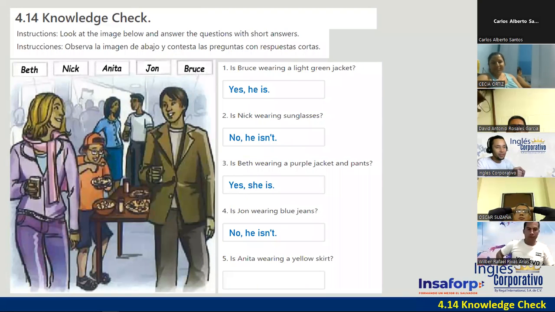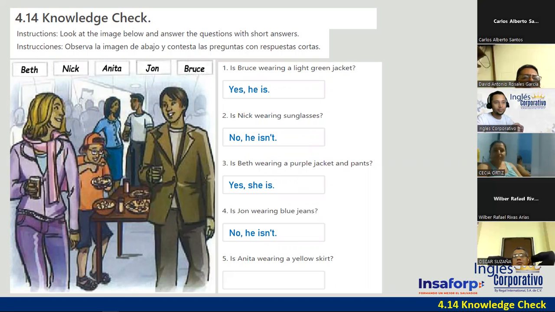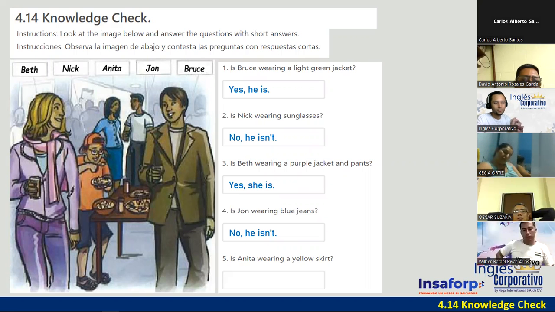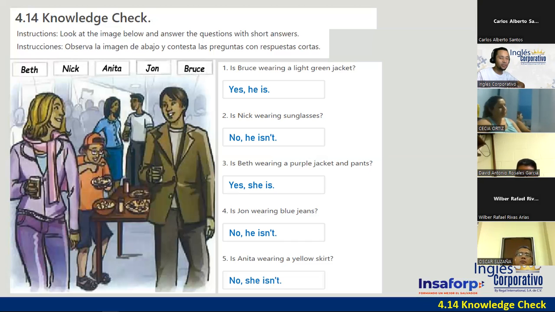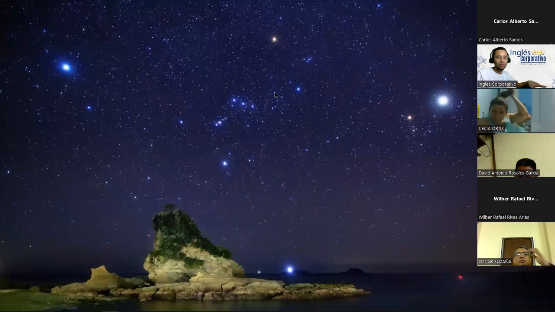Number five, David Antonio. Is Anita wearing a yellow skirt? Good evening, teacher. No, she isn't. Okay, good. Very good. Thank you very much. Okay, great. Y con esa parte terminamos, ¿verdad? Esta sección 4.